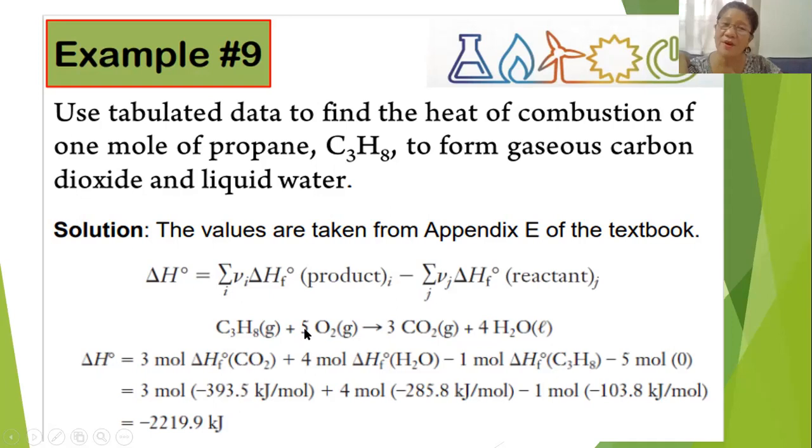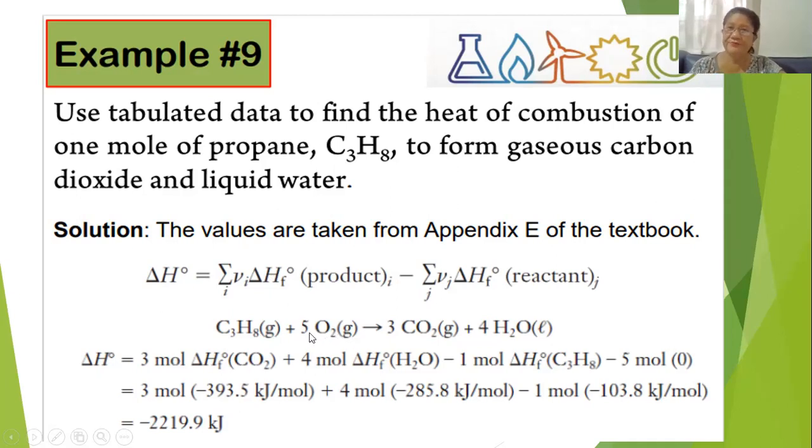Therefore, what number are you going to add here to balance it into 10? We have 5. 5 times 2, we have 10. So the equation now is balanced. So we can proceed to our delta H of reaction. The delta H of reaction is equal to the summation of the delta H of the product minus the delta H of the reactant. So let us have it here.